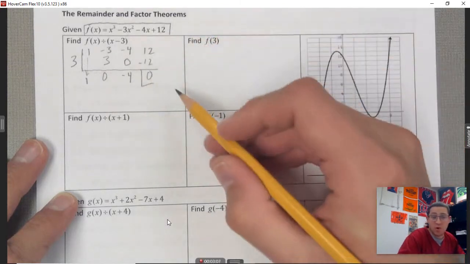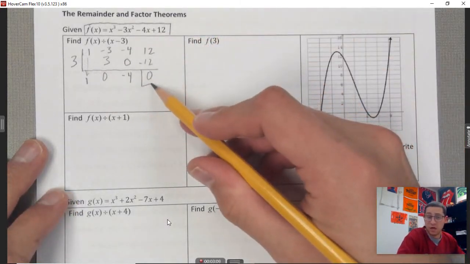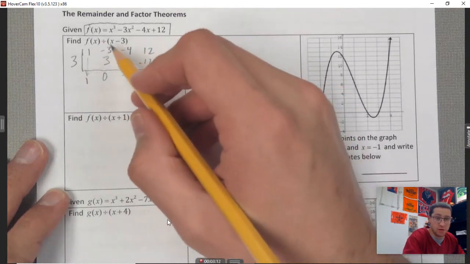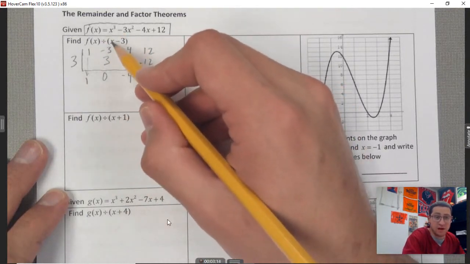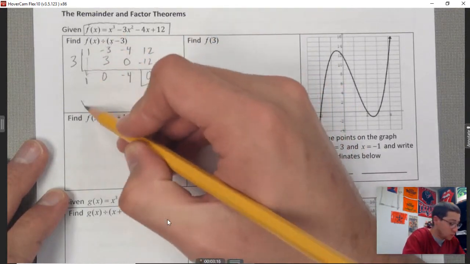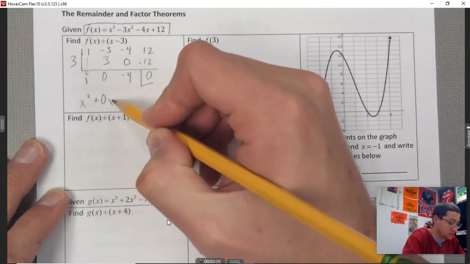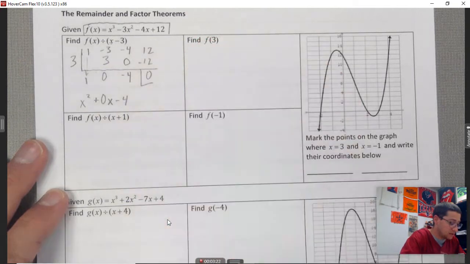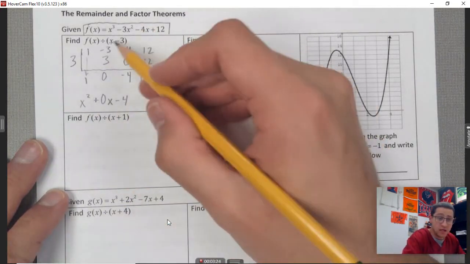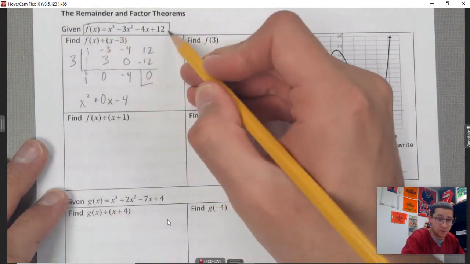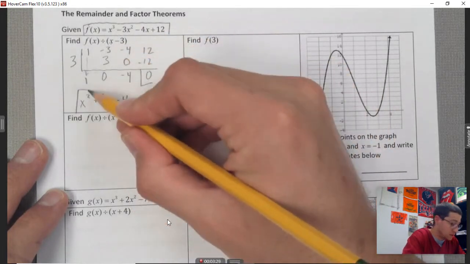If you remember, that is your remainder. And if we were to find the rest of the polynomial, it's x cubed divided by that first one, so this is x squared, and then plus 0x, and then minus 4. So that is what f of x divided by x minus 3 is.